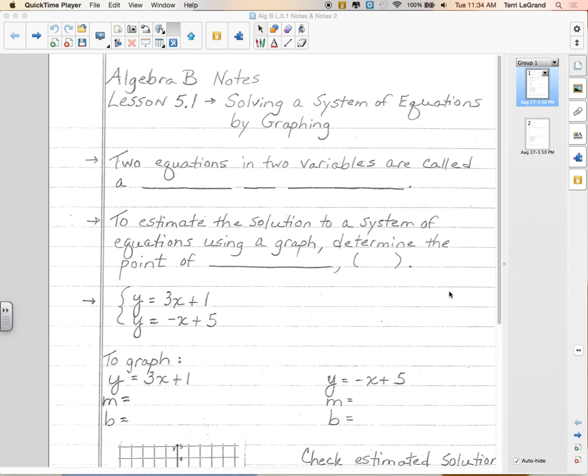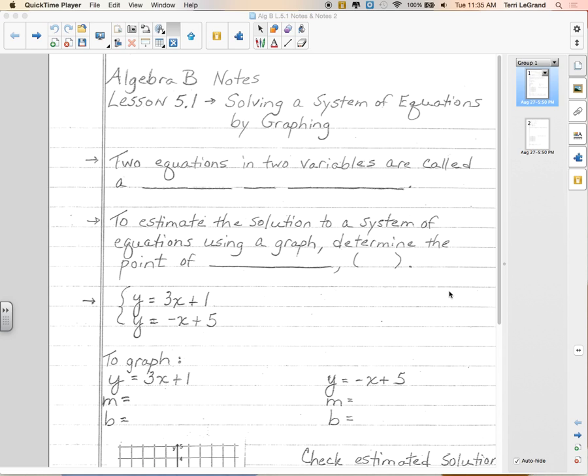Lesson 5.1, we are going to solve systems of equations by graphing. Our learning goal today is that you can solve a system of equations by graphing, but not only can you do that, but you're going to make sure that whatever happened on the graph will check out in both equations of the system. It has to make the equations true, otherwise you didn't really accomplish getting to the right solution.